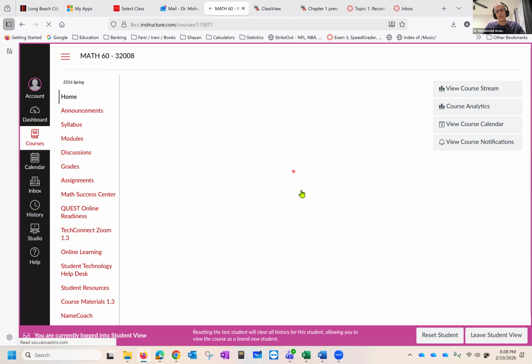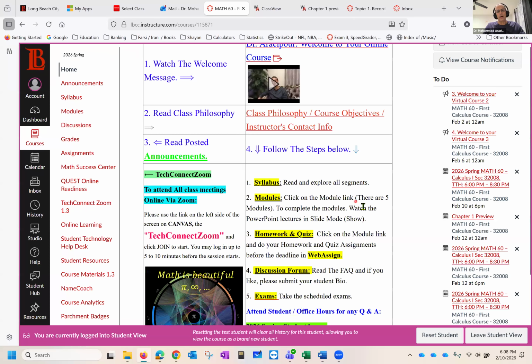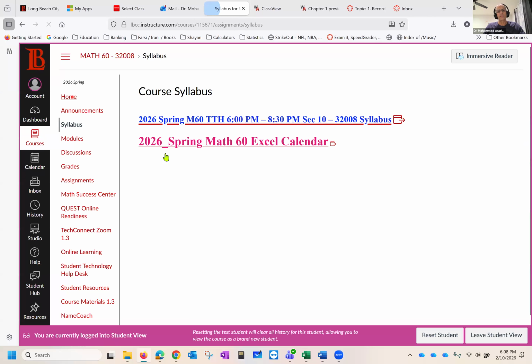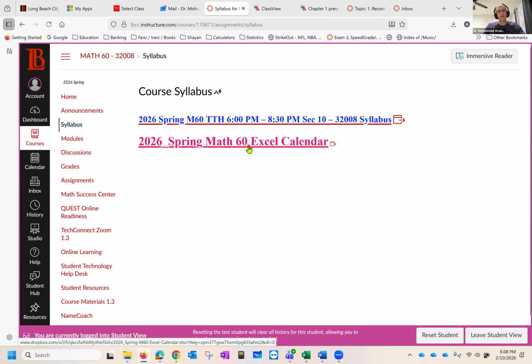Going back to the homepage of Canvas, let's look at the syllabus. Again, you can get to the syllabus right from here or from the left navigation bar, makes no difference. So we have the syllabus and we have the calendar. First, I want to quickly show you the calendar.